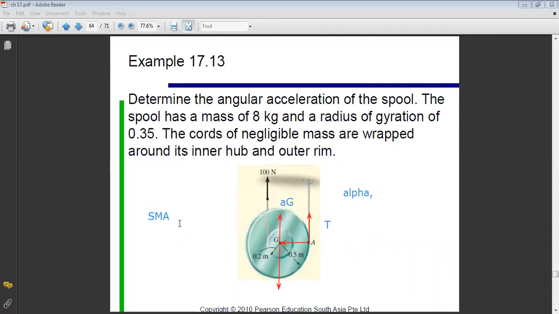Yes, if I do the sum of moments about A, the sum of moments about A is equal to IG times alpha, plus the moment of vector MAG. From the formula we developed last time, it's plus the moment of vector MAG about which point? About point A.